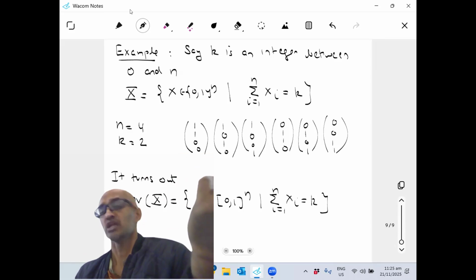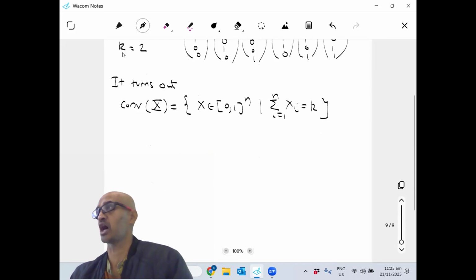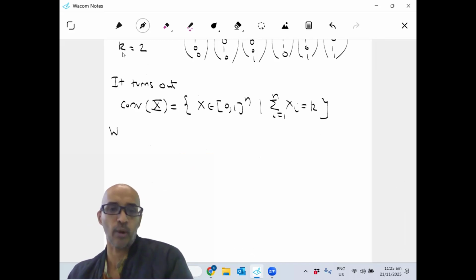So what is the advantage of this? If I want to solve this, I'll tell you why this is so. Let's first look at why this is the case.